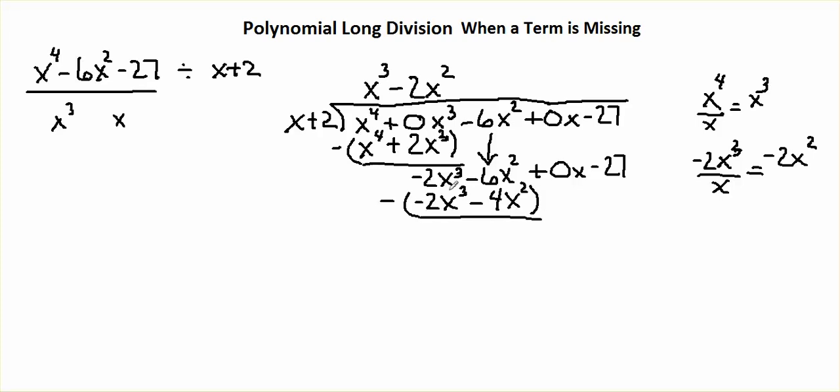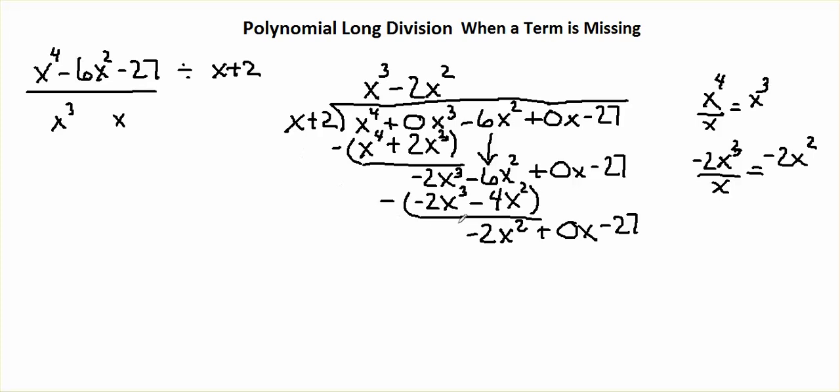Alrighty, so negative 2x cubed minus a negative 2x cubed. When we distribute this negative across, it's going to become a positive. Negative 2x cubed plus 2x cubed is 0. Negative 6x squared, when we distribute this negative across, we get a positive. So negative 6 plus 4 is a negative 2x squared. Let's go ahead and bring down our 0x and our negative 27.